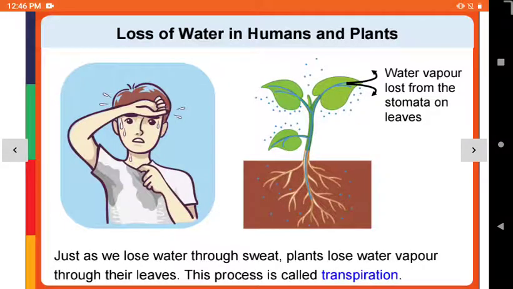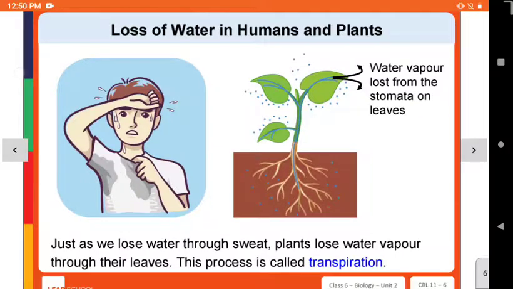Next, loss of water in humans and plants. Just as we lose water through sweat, plants lose water vapor through their leaves. So this process is called transpiration. You can see in this figure, water vapor lost from the stomata on leaves. So students, transpiration is the process of water movement through a plant and its evaporation from aerial parts such as leaves, stems and flowers. So water is necessary for plants, but only a small amount of water taken up by the roots is used for growth and metabolism.